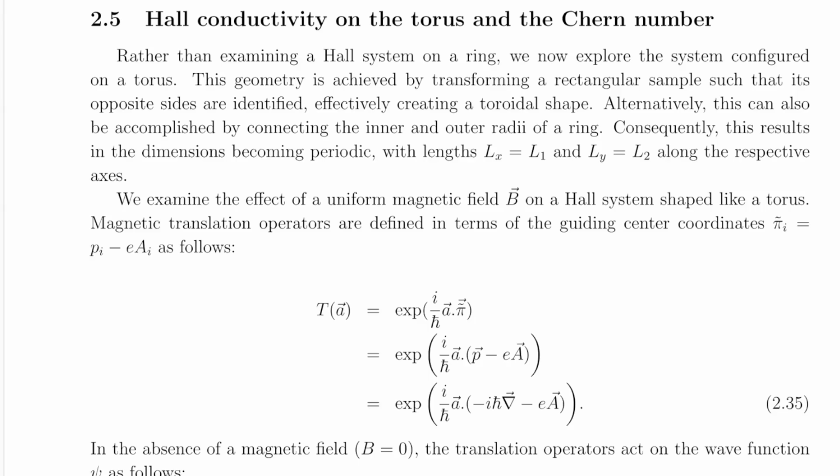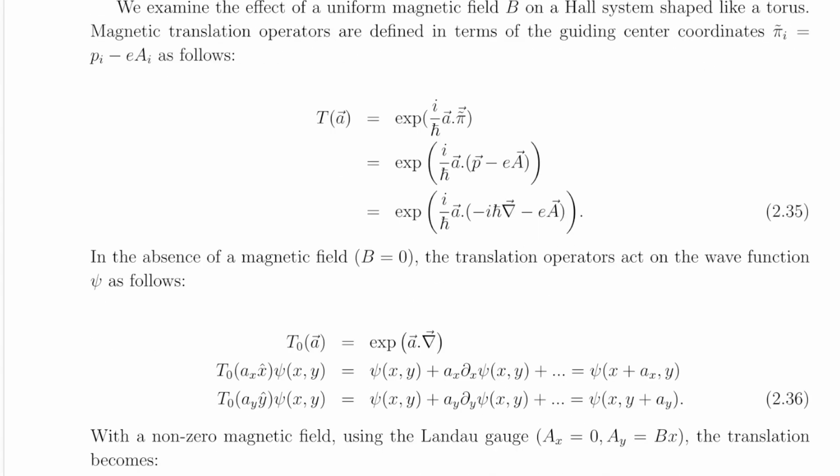As a result, the system becomes periodic along two directions, with lengths L1 and L2. In this geometry, we consider a uniform magnetic field pointing perpendicularly through the torus. To describe motion in this setting, we introduce magnetic translation operators. They are built from the momentum and the vector potential of the magnetic field.